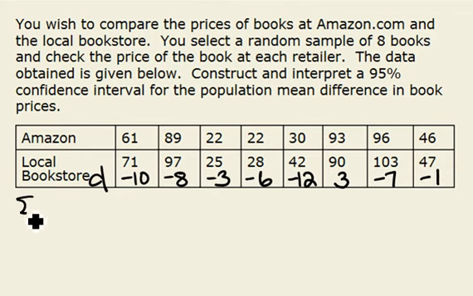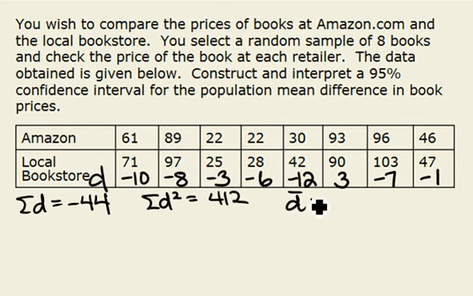If you add up the difference data, you get negative 44. If you square all these D's and then add them up, you get 412. So our mean of the D's is negative 44 over our sample size, which is 8, because we look at how many pairs we have. And so you'll get negative 5.5.